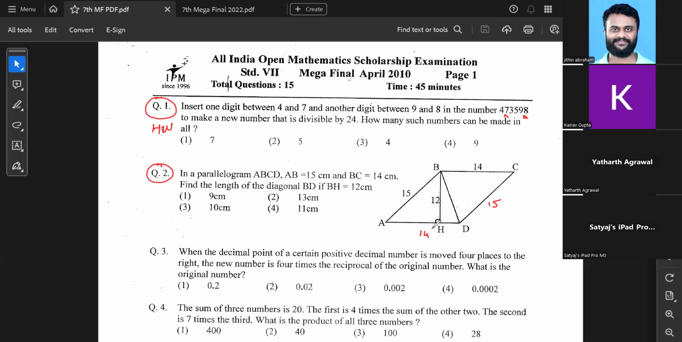In this case, the first guy suggested you apply Pythagoras theorem over here. If this is 12, this is 15, automatically this will be 9. So out of 14, if this is 9, the leftover length is 5. Again, you apply Pythagoras theorem, 12 square plus 5 square is basically 13. So that's how you get 13. The other guy suggested since this is 12, BD will be greater than 12. Now, there is only one number which is greater than 12, which is 13.